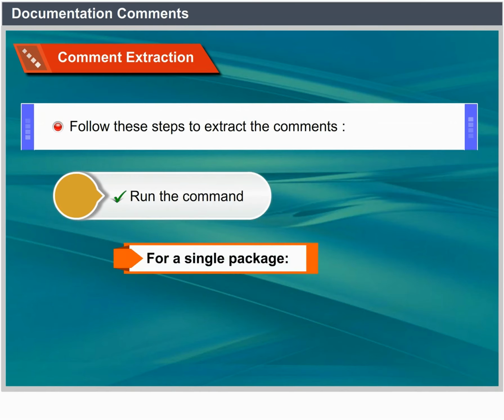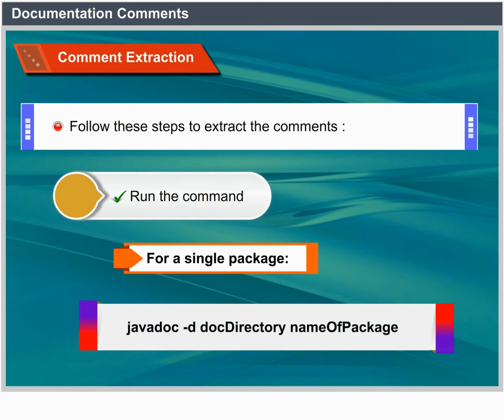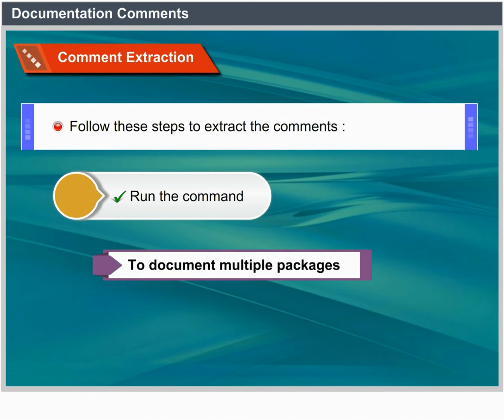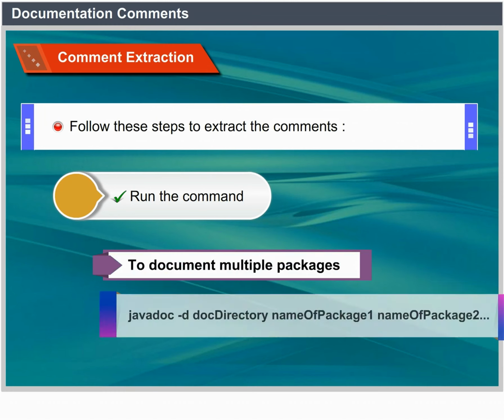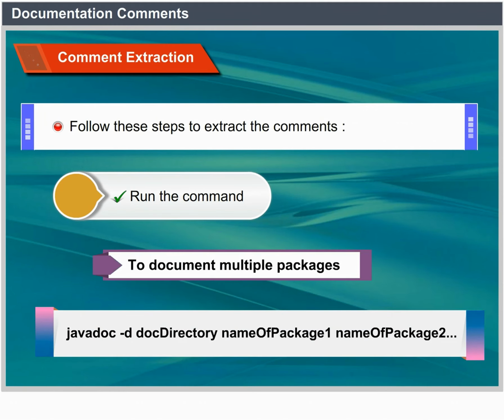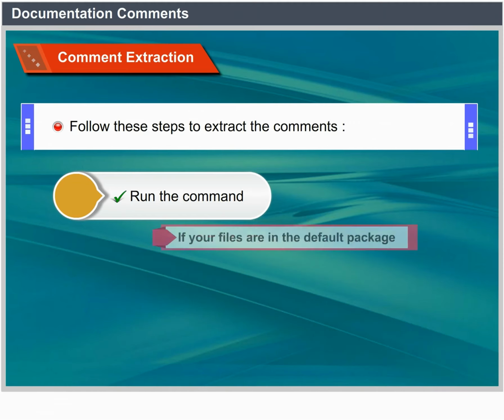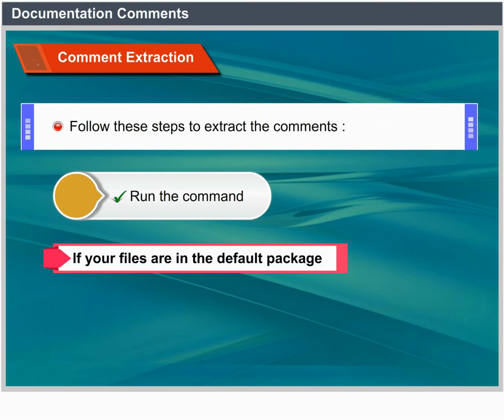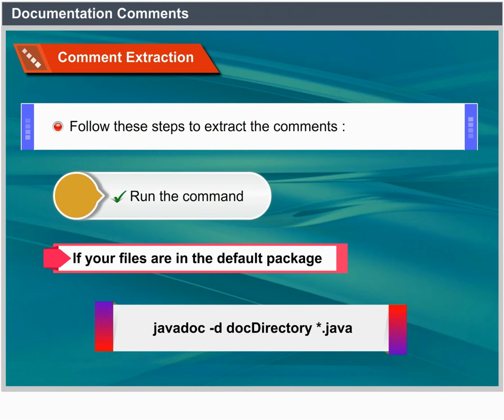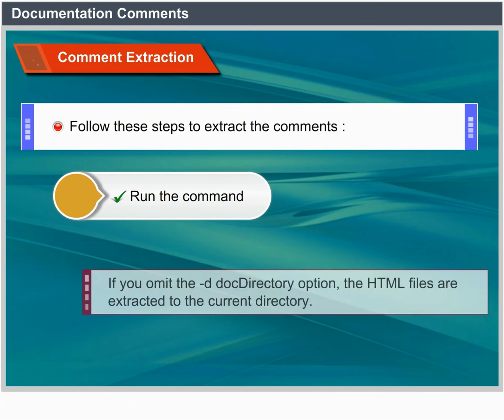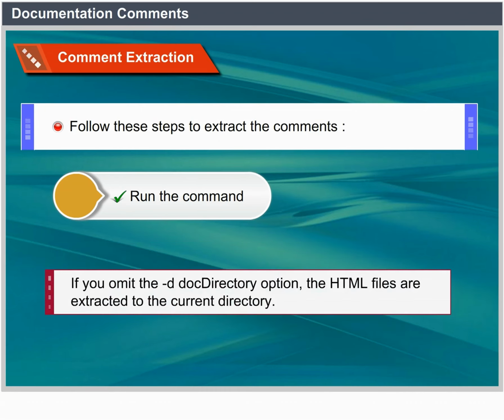Run the command. For a single package, javadoc -d docDirectory nameOfPackage. To document multiple packages, javadoc -d docDirectory nameOfPackage1 nameOfPackage2. If your files are in the default package, javadoc -d docDirectory *.java. If you omit the -d docDirectory option, the HTML files are extracted to the current directory.